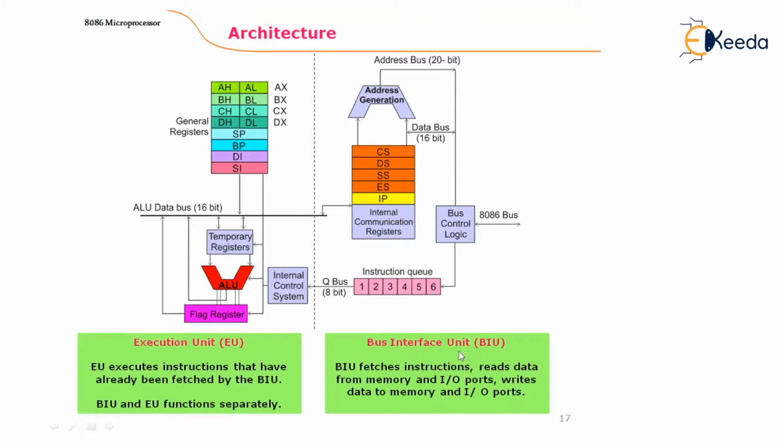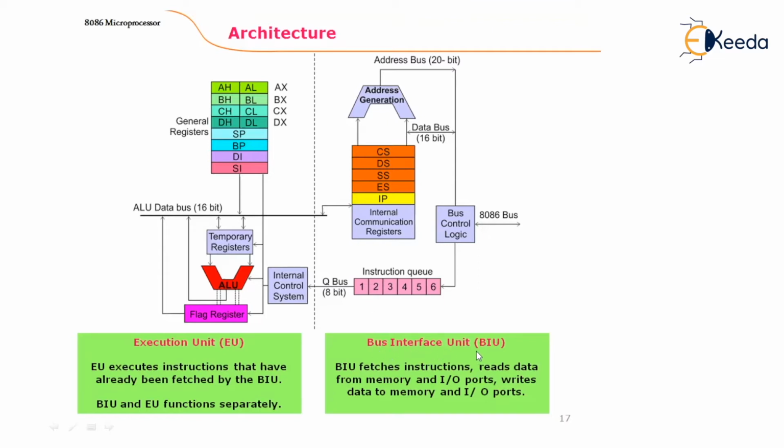This bus interface unit is used to communicate with the main memory, because for program execution, instructions must be fetched from the main memory. So there has to be a unit which will always communicate with the main memory, whereas the other unit executes the instructions that are fetched from the memory. This is in a nutshell about these two units. Let us get into the details of these two units.